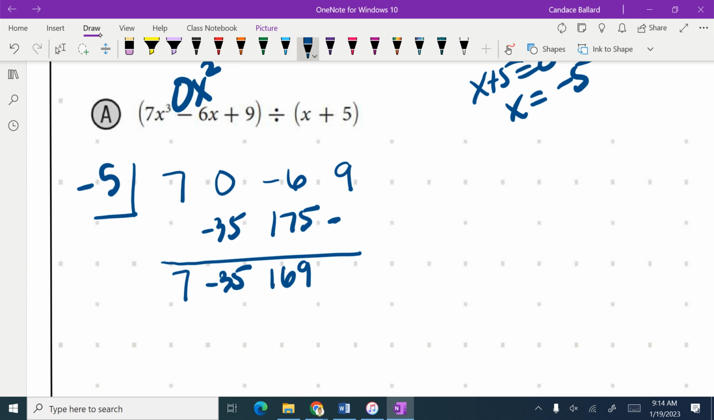Negative. This times this is 210. Which one are we talking about? It's 5 times 35. Okay, so 175. Okay, this is the only number we multiply by. Okay, got it? Okay, this times this. All right, so negative 5 times 169 is what? 845. All right. Whatever goes here is the remainder.